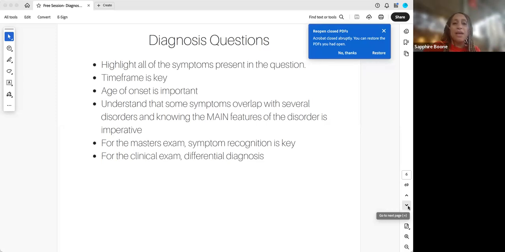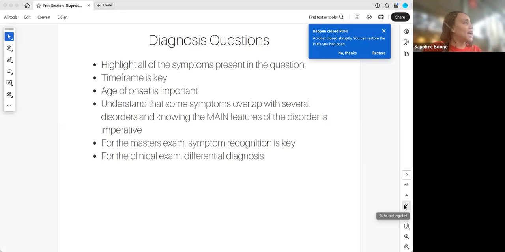For the master's exam, it's really going to be about symptom recognition. Whereas for the clinical exam, you want to go a little deeper. You want to know not only what the disorders are, but maybe what's the best treatment. If there are certain therapy approaches specific to certain diagnoses, that would be something you'd want to know. And also differential diagnosis, which is what I just talked about, that's listed in the DSM-5, where it will say you have ruled out these other disorders before selecting this disorder.